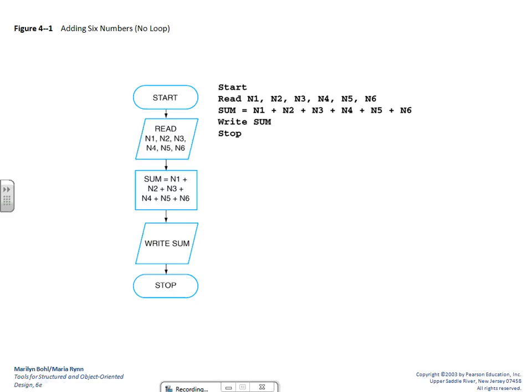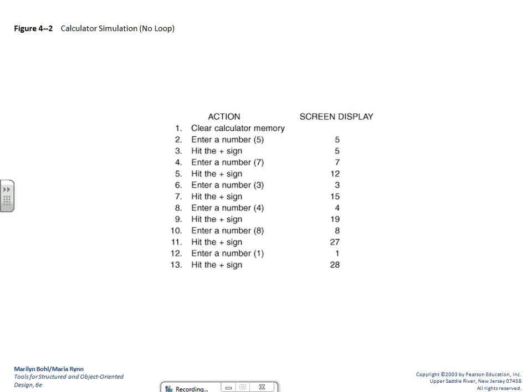What is gonna happen now if I have 1000 variables? If I want to say here read n1, n2 up to n1000, it's gonna take a lot of time to write it down and a lot of space. If I want to say sum equals n1 plus n2 plus up to n1000, it's gonna take a lot of time to write it down and a lot of space. So this is not a very efficient way of doing it.